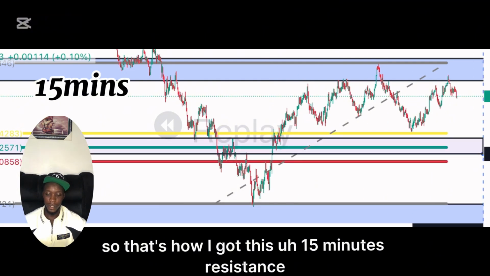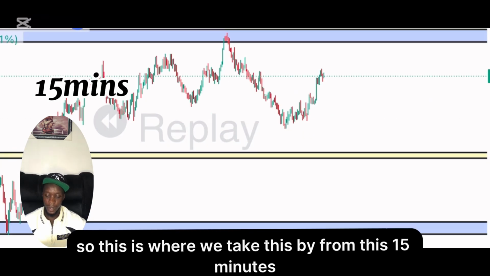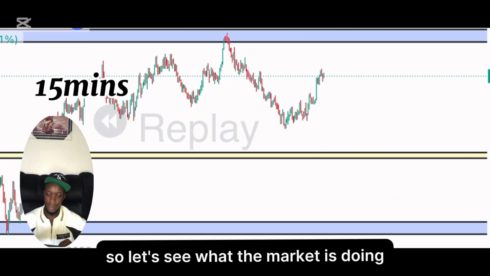So that's how I got this 15 minutes resistance. This one, this yellow resistance that I placed here, that's how I got it. So this is where we take this buy. From this 15 minutes, we are looking for our buy. So let's see what the market is doing.